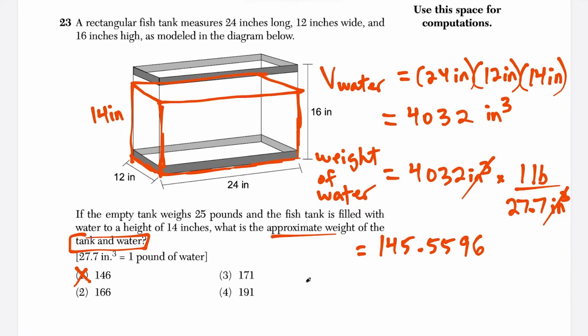So we're going to have here 140. I'm going to round this up to 146 because we're rounding to the nearest whole number. 146 plus the weight of the tank, which weighs 25 pounds. Okay, the empty tank is 25 pounds. And when we work this out, this is going to work out to 171. So the correct answer here is choice 3.